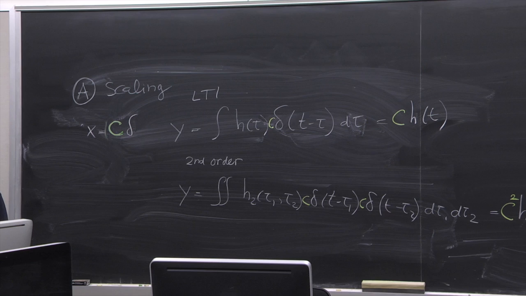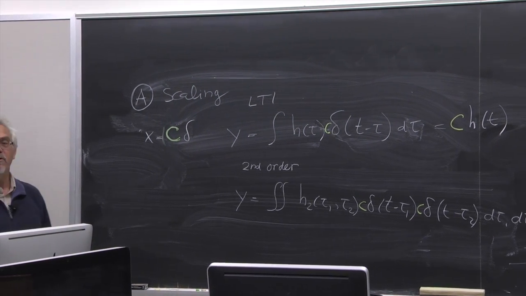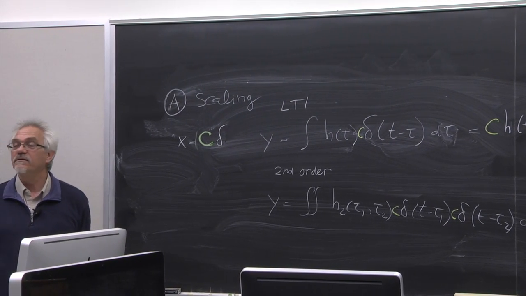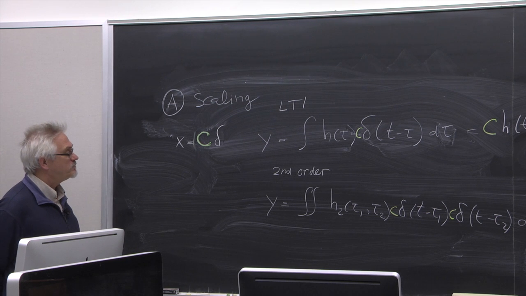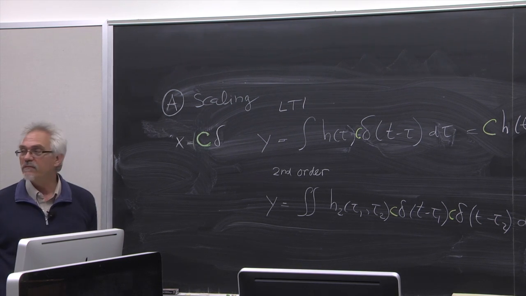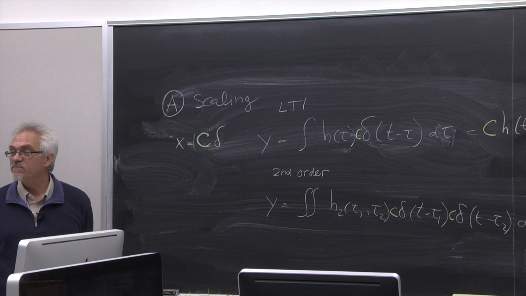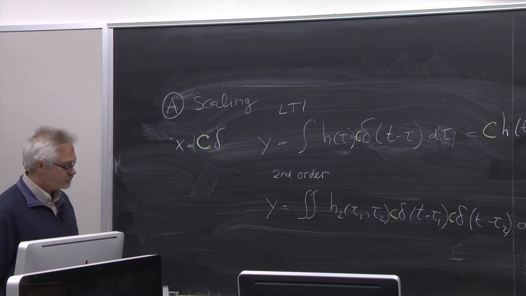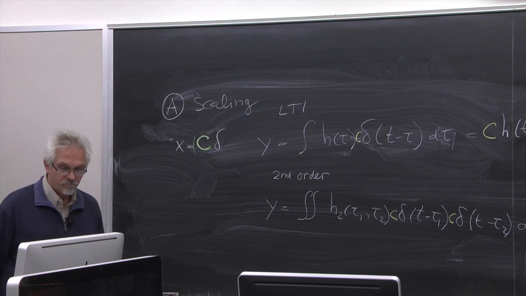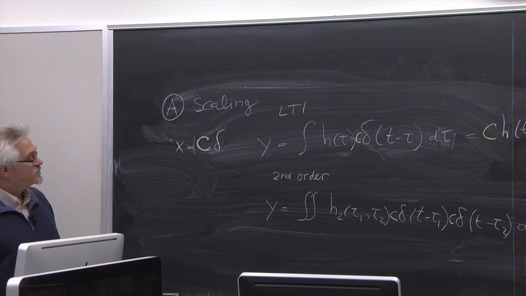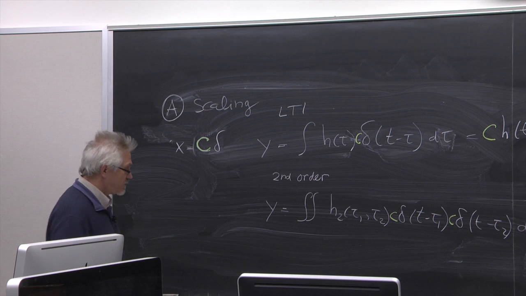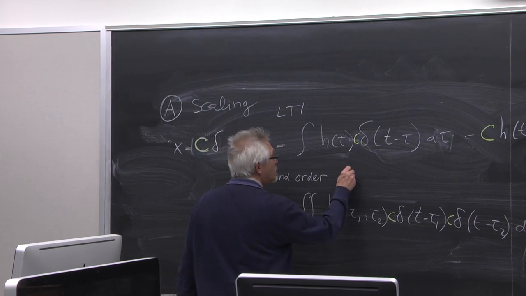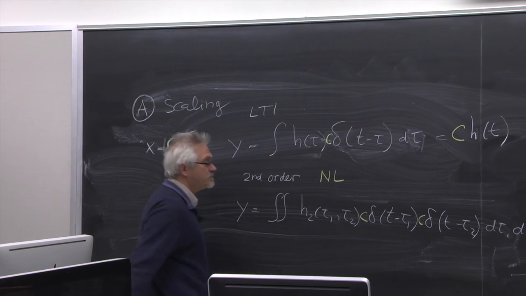So here you see that the second order system indeed does not obey scaling. It actually squares the scale. So if you multiply the input with C, the output is going to be multiplied by C squared, not C. So that makes the second order system nonlinear.